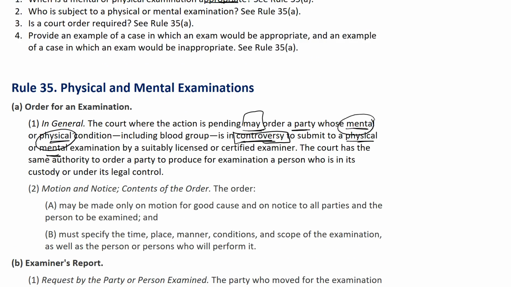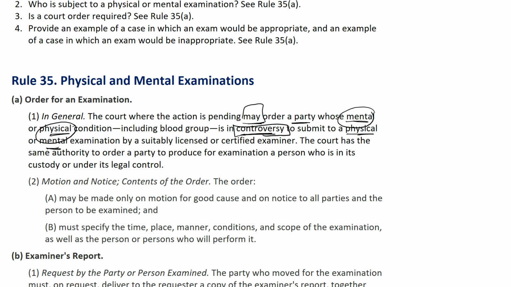All right, now there's a couple important things to note here. The first is to get a physical examination via discovery, you can only get it of a party, or as we'll talk about, somebody under the party's custody or legal control. In this respect, Rule 35 is kind of like Rule 33, where you can only seek interrogatories from parties. Put differently, you can't force a physical or mental examination of a non-party witness. It's got to be a party.